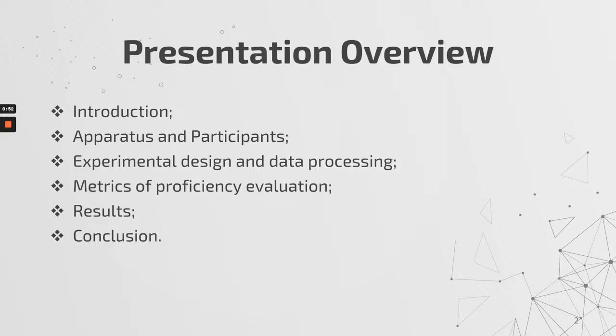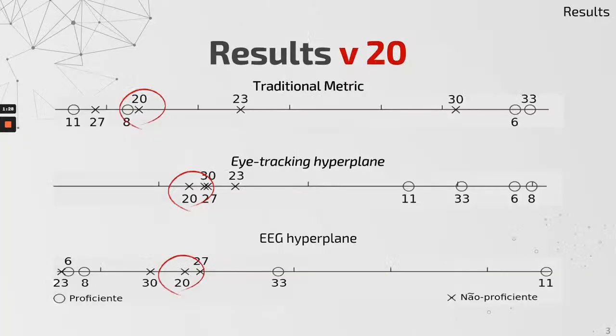After this, the experimental design and data processing, talking about the experiment itself in some detail: how the test was shown to the volunteers and how we process this data. After this, the metrics of proficiency evaluation, where I talk about the metrics that we propose and the traditional metric used to evaluate proficiency in chess. After this, the results of the experiments that we have carried out, and to finish, the conclusion.